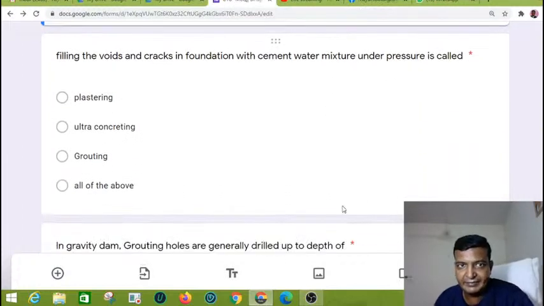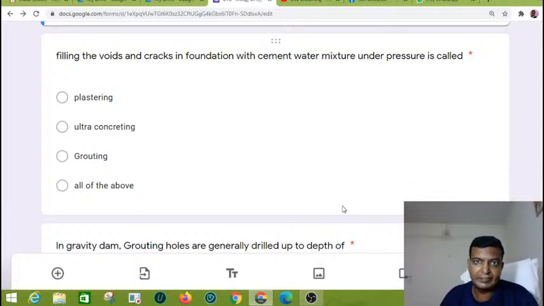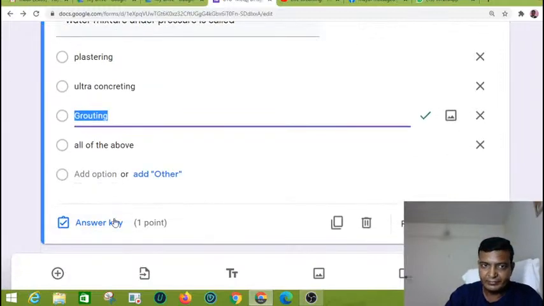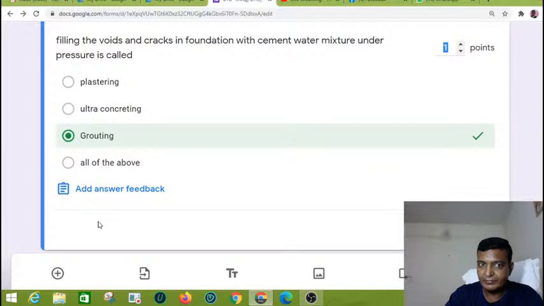Filling the voids and cracks in foundation with the cement water mixture under pressure is called plastering, ultra concreting, grouting, all of the above. Grouting. Good. The answer is grouting.